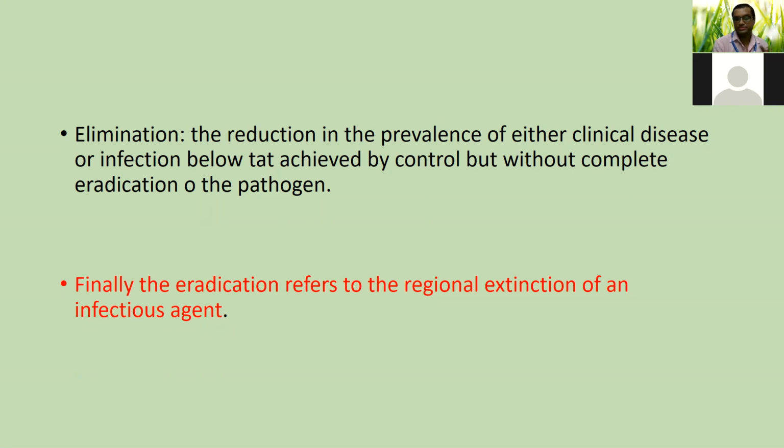As you see, there are many countries which have eradicated rinderpest, and India is also one of them. So India has also eradicated rinderpest from the country. It means the disease is not extinct from the entire world, but regionally it is extinct. So we can define eradication in a simple way: the regional extinction of an infectious disease is called eradication. So you can learn this definition: regional extinction of an infectious agent is called eradication.